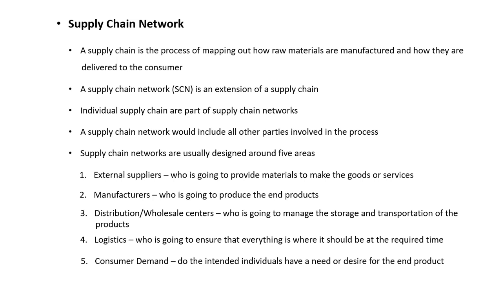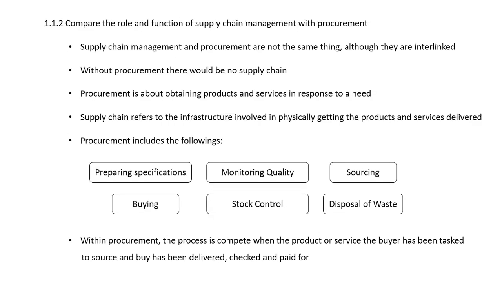1. External suppliers: who is going to provide materials to make the goods or services. 2. Manufacturers: who is going to produce the end products. 3. Distribution, wholesale centers: who is going to manage the storage and transportation of the products. 4. Logistics: who is going to ensure that everything is where it should be at the required time. 5. Consumer demand: do the intended individuals have a need or desire for the end product? Now, let's move to the second point.